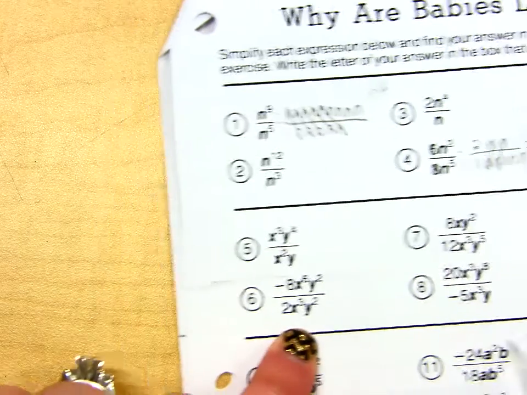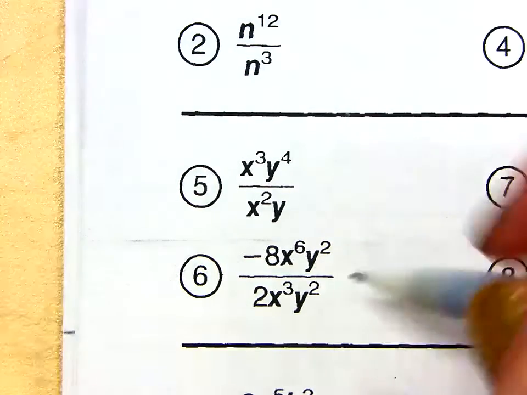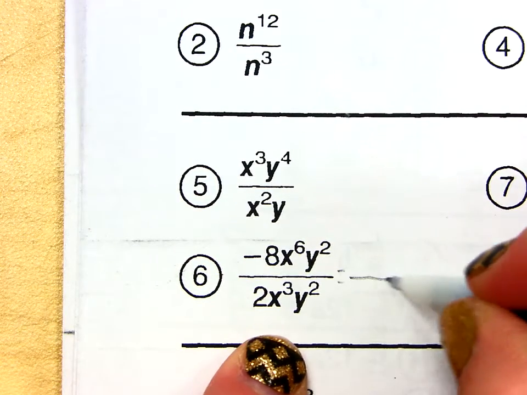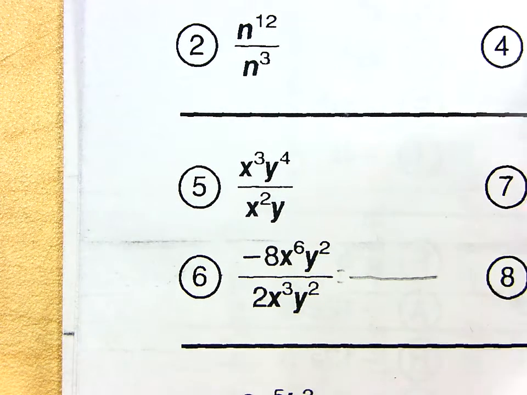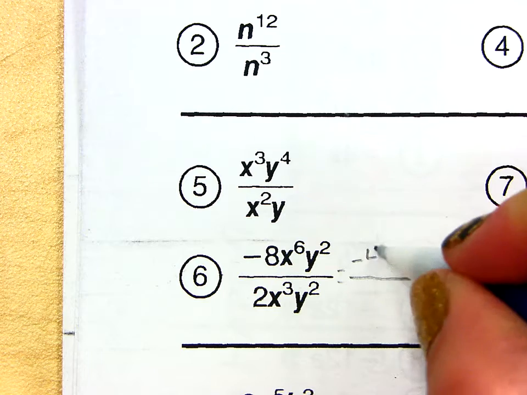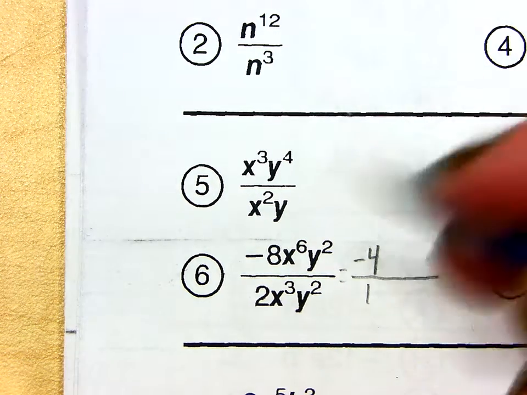Sure. So if we look at 6. Personally, I handle the numbers first. So if I have a -8 over 2, what does that reduce to be? -4 over 1, right? So I'll have -4. You can write the 1 on the bottom. You don't really need it. It doesn't matter. All right, fine.